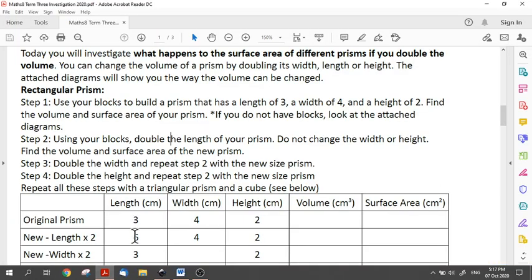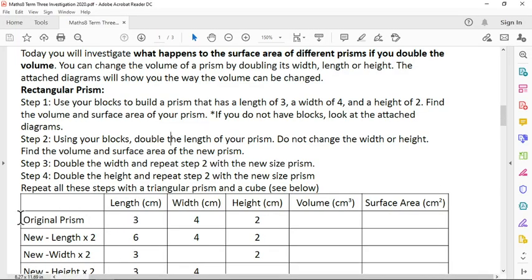Okay, so in the task here, can you see inside the table? Here is a line here. This line says original prism over here. Original prism. And then it's got a length of 3, just like in step 1, a width of 4, and a height of 2. You have to find the volume of this prism. Now you should remember from grade 7 that volume is length times breadth times height.